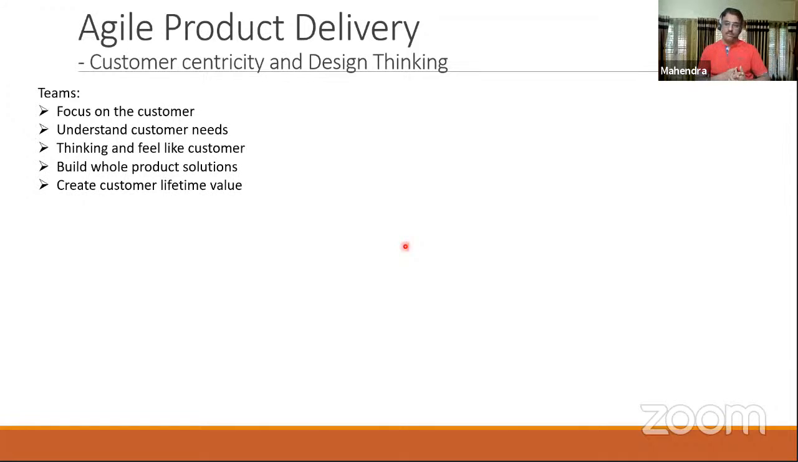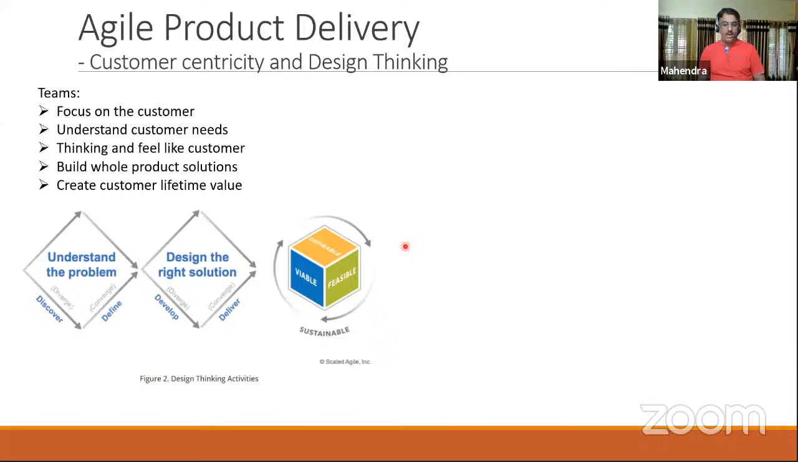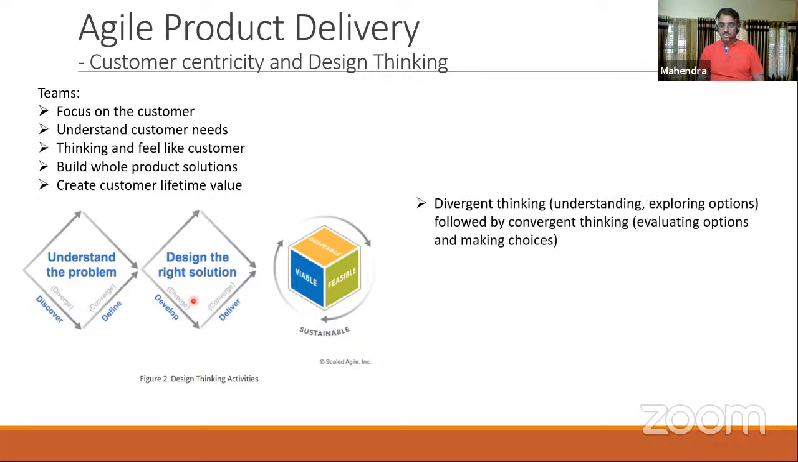And the team focuses on creating customer lifetime value. That is what the teams focus on, and the entire team starts thinking from a design thinking point of view. There are two aspects to design thinking. One is understanding the problem, and the other is designing the right solution. It's divergent thinking. If you see these arrows, initially you diverge and understand what the problem is, and then converge so that you can define.